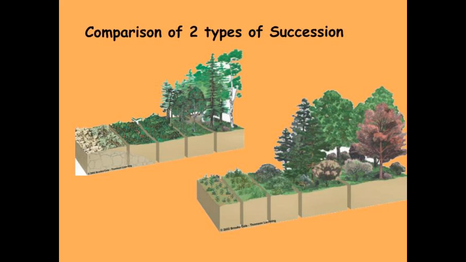Looking at these two pictures, can you tell which is which type of succession? One is primary and one is secondary. Primary succession is over here because, as you can see, it begins with bare rock and no soil. This is secondary succession because we begin and already have the soil in place.